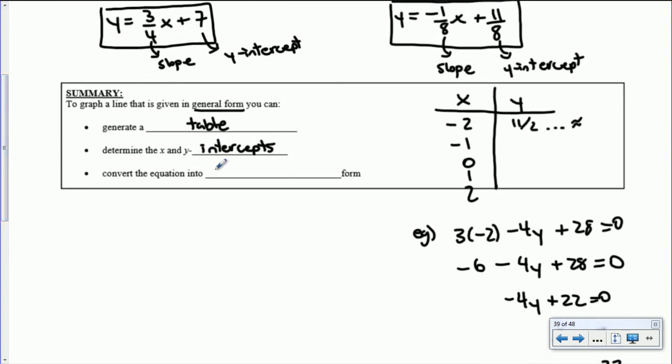Or what we can do is convert the equation into slope y-intercept form. And that way is pretty reliable as well. So I would probably recommend this or that, depending on the situation, over this. But depending on what the question asks you to do, you may have to do one or the other over your other options.